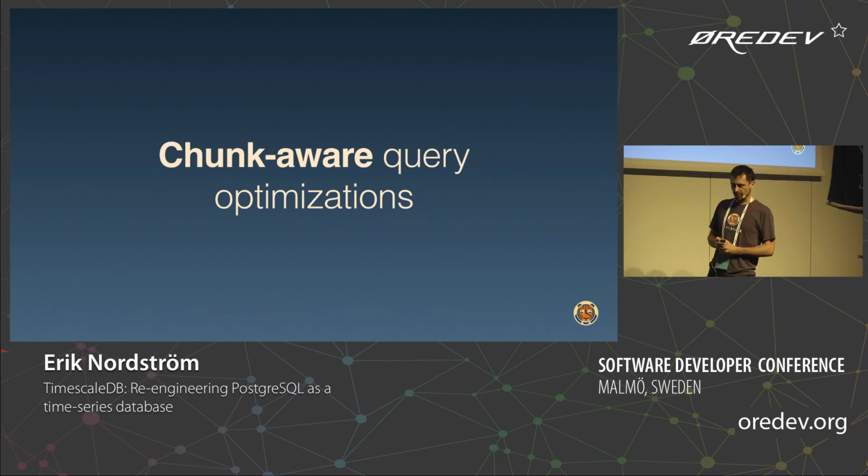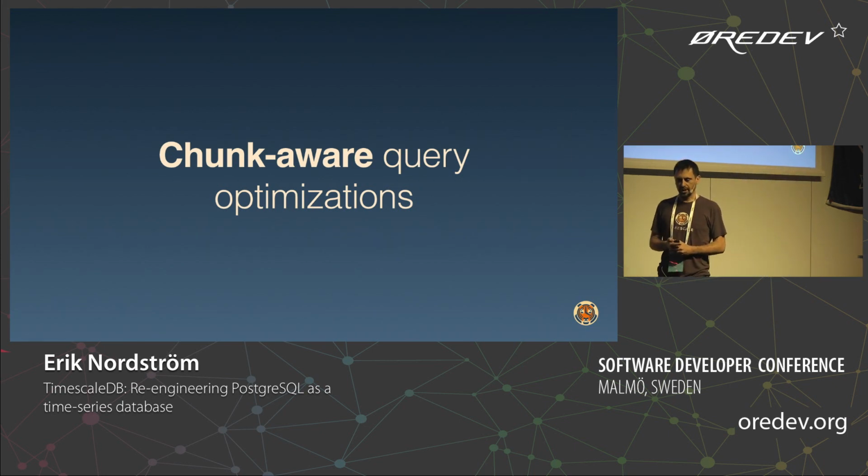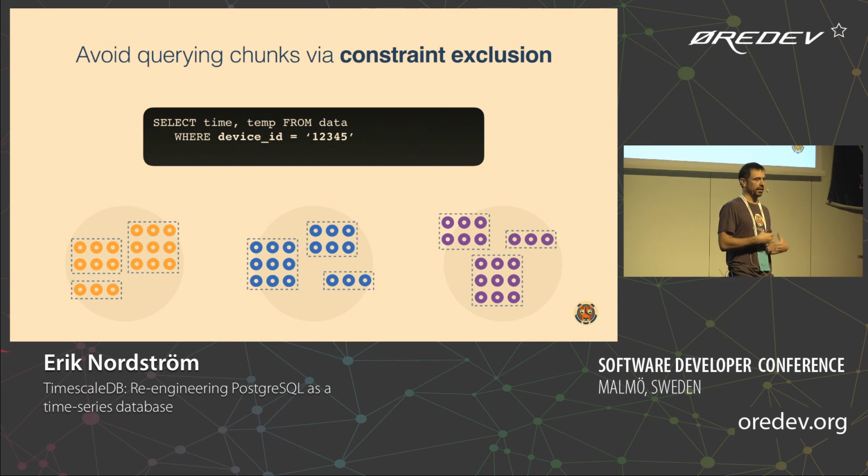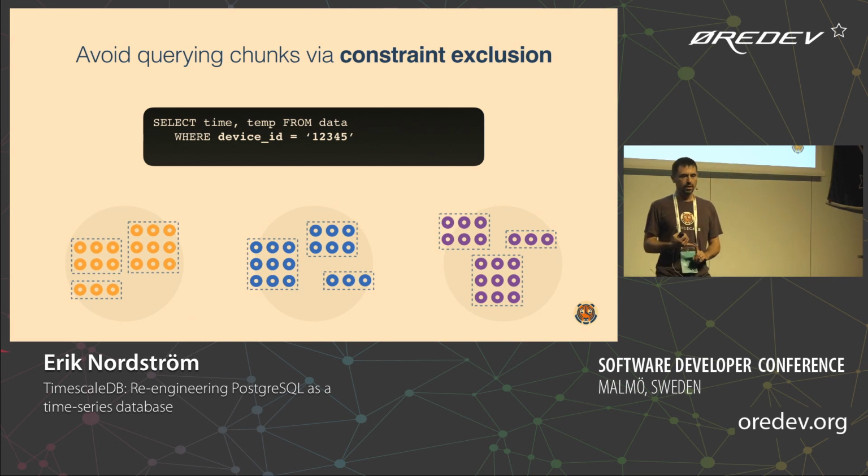So I want to talk also about some of the query optimizations that we've built on top of this. Here's the first one, which is quite important. This is actually something we're leveraging that's part of Postgres. It's called constraint exclusion.